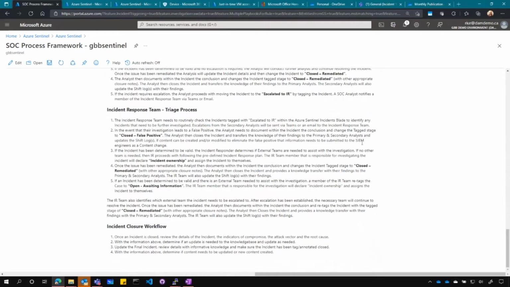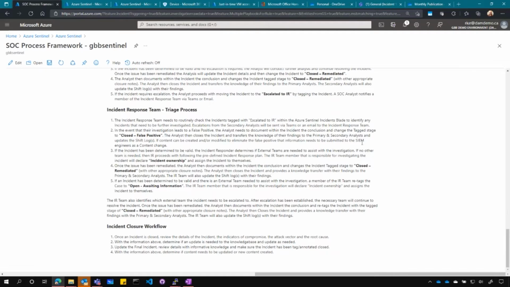All right, so if they do decide to escalate to an incident response team, this is that section. This is really where the incident response team takes that and they run their triage process. So this may look a little differently for your line of business, but what we've thought through is what that incident response team needs to routinely check, how they need to look for those incidents that are tagged, escalated to the incident response team. They may be looking for events within their investigation leads towards false positives. They may be looking towards knowledge transfer and findings from the primary and secondary analysts that comes from the shift logs as it's been documented.